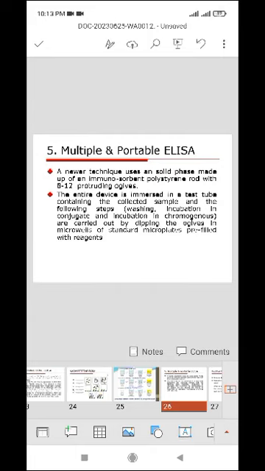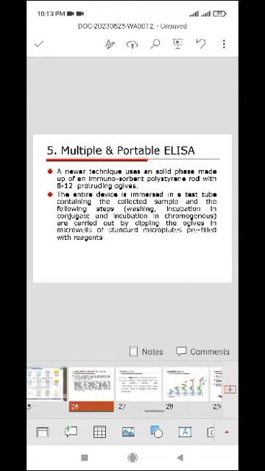A newer technique uses a solid phase made up of an immunosorbent polystyrene rod with 8 to 12 protruding ogives. The entire device is immersed in a test tube containing the collected sample, and the following steps, washing, incubation in conjugate, and incubation in chromogen, were carried out by dipping the ogives in microwells of initially microplates pre-filled with reagents.